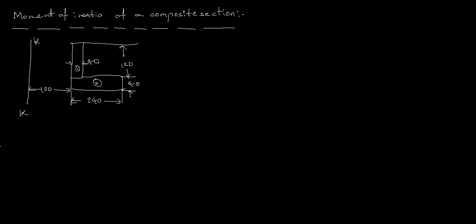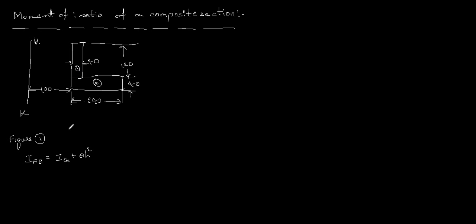So first we go for figure 1, which is the first rectangle. For the first rectangle we need to find the moment of inertia with respect to this axis. We need to take the help of the parallel axis theorem, which states that the moment of inertia about the parallel axis is equal to the moment of inertia about the center of gravity plus the area of that figure times h squared, where h is the distance between the parallel axis and the center of gravity of the section we are going to consider.